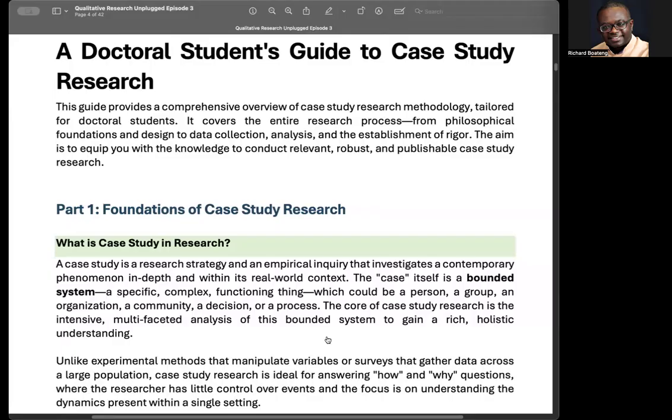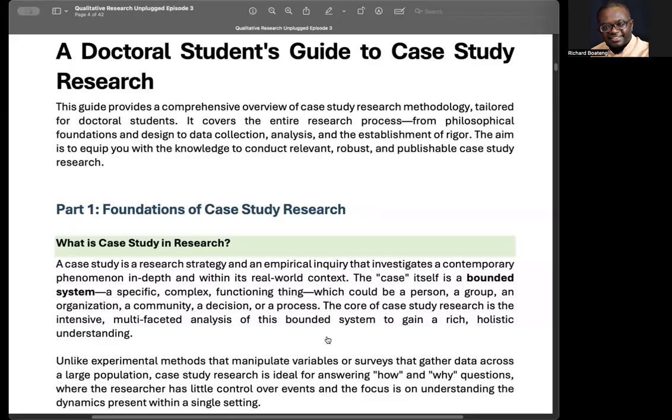Okay. So the guide gives examples. It could be a single person, a particular group or team within an organization, maybe an entire organization itself, like a company or a school or a nonprofit. Or it could be a community, a specific decision-making process that you want to understand, or even a particular project from start to finish. So lots of possibilities.